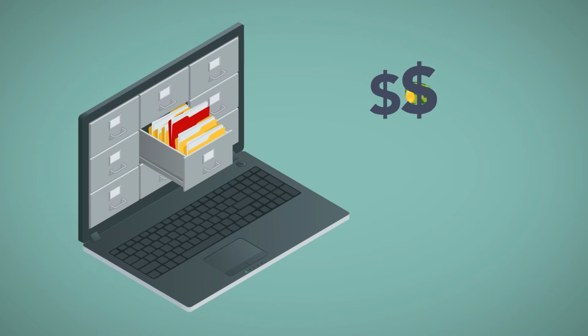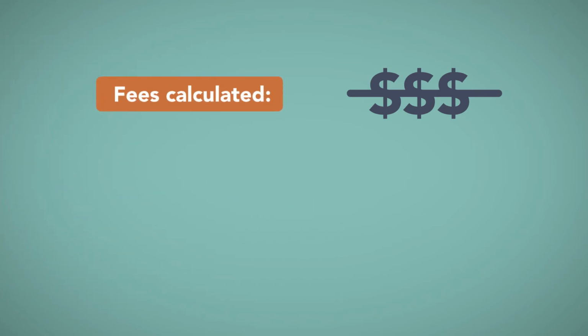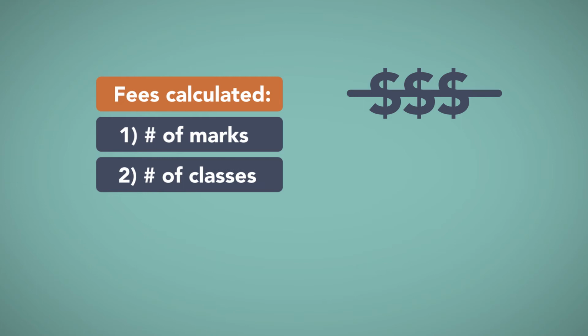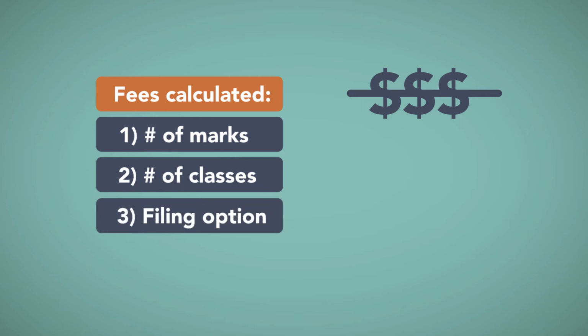Electronically filing a trademark application is the most cost-effective method of obtaining a trademark registration. Fees are calculated based on 3 factors: 1, the number of marks, 2, the number of classes, and 3, the filing option selected.